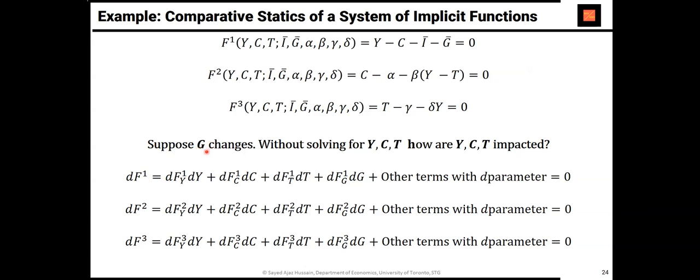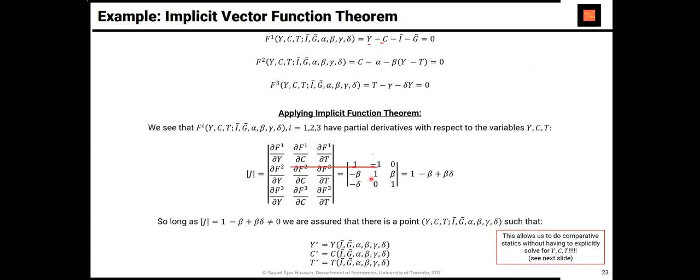The one-time increase in government spending, without ever solving for GDP consumption taxes, can I predict what's going to happen qualitatively at least, to GDP consumption taxes? The way to do this is exactly what you've been doing earlier. The trick now is you have to say, wait a second, what's changing here? Well, G is changing, and it's ultimately going to cause a change in YCT, because you know from the previous slide that YCT are implicit functions of these things right here. So when G changes, I know YCT will change.